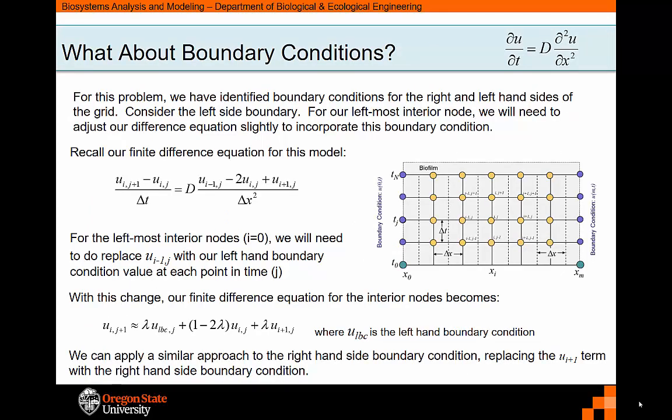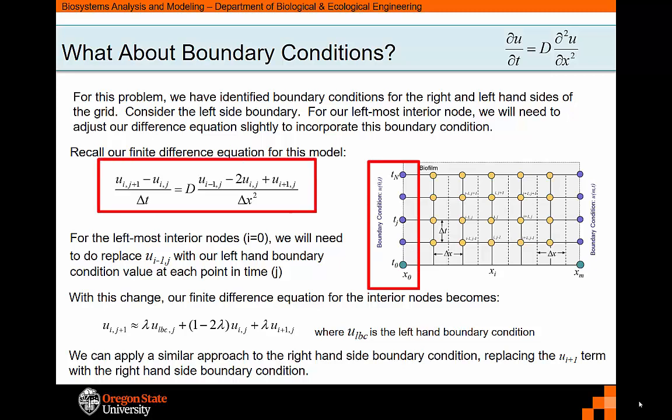We will need to incorporate boundary conditions into our model solution. Let's look at an example where our boundaries are defined as known concentrations of our state variable U. We will focus first on our left-hand boundary condition.